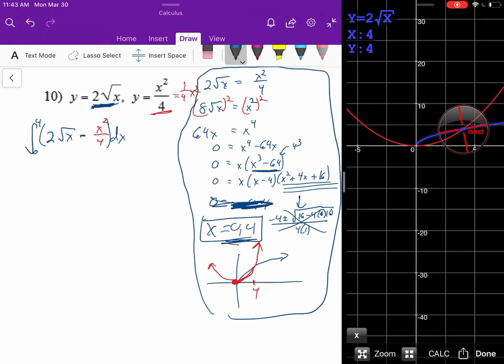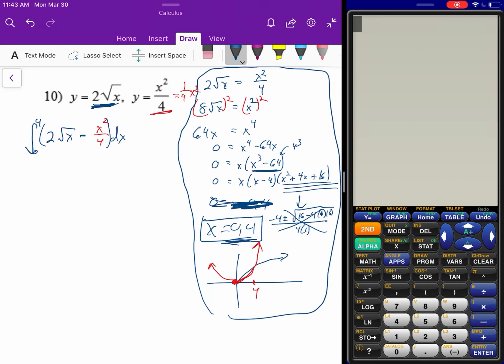So now you would just want to evaluate this integral. Let's go ahead and press math 9. We're going from 0 to 4 and just typing in this integral right here. This is going to be our area.